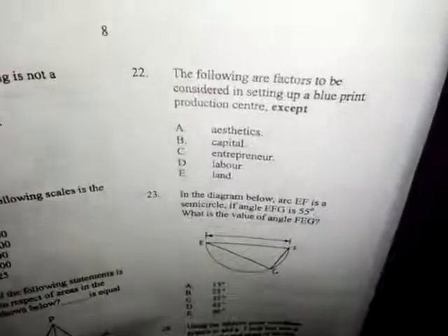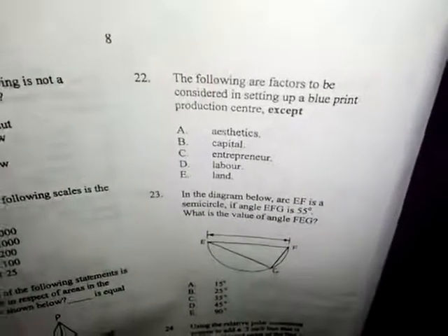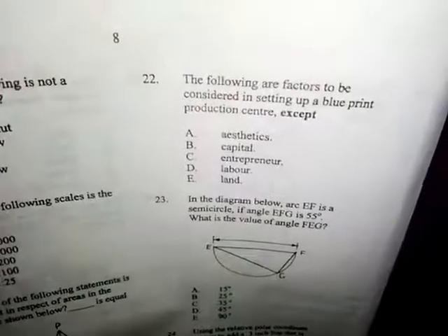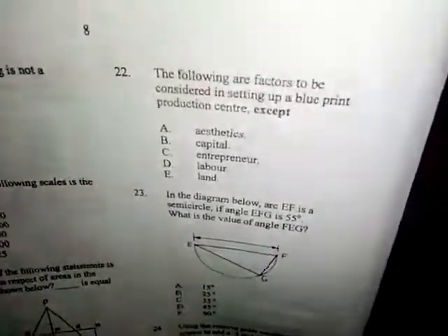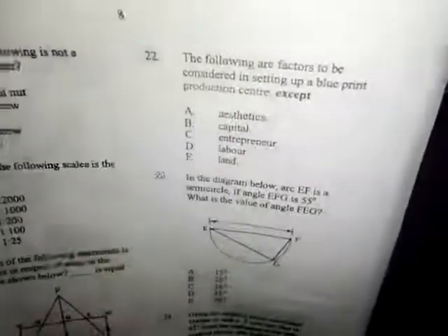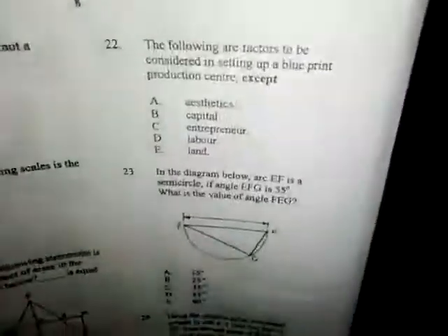Now question 22. The following are factors to be considered in setting up a blueprint production center, except aesthetic. You need the capital to set up the business, to be an entrepreneur. You need the labor, people that will work with you. Then you need the land, the building that you use for the production. And if you don't have a building, you need to rent a building where the production will be taking place.